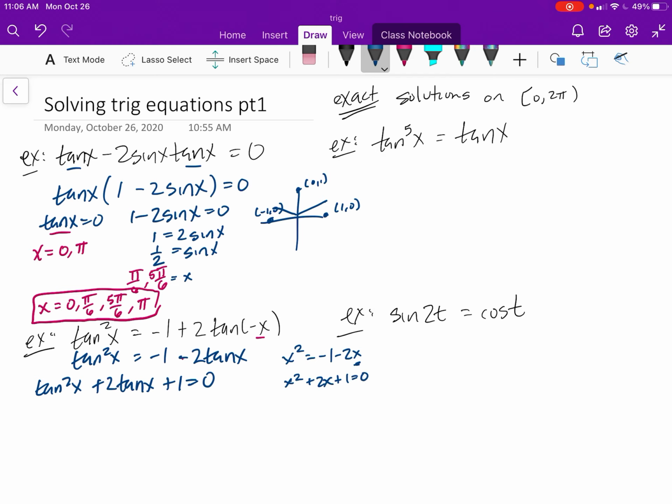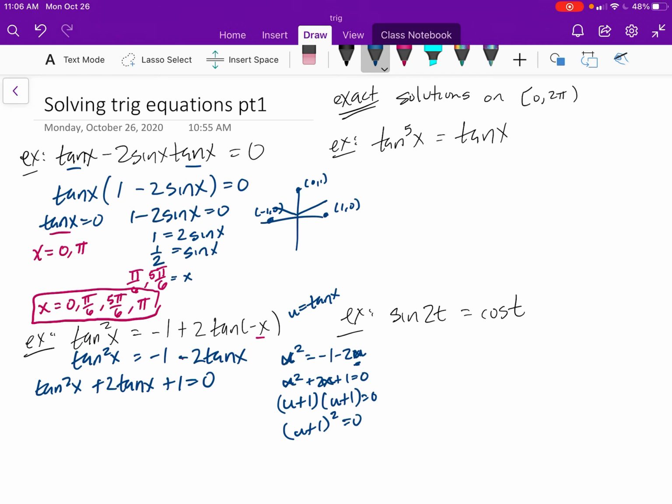So again, you can use u substitution. Some of these, though, I think it's just easier to do without. If you let u be tan x, in all of these I shouldn't have been writing x, I probably should have been writing u. Then I would have u squared plus 2u plus 1, and this factors to u plus 1 squared. Either way.